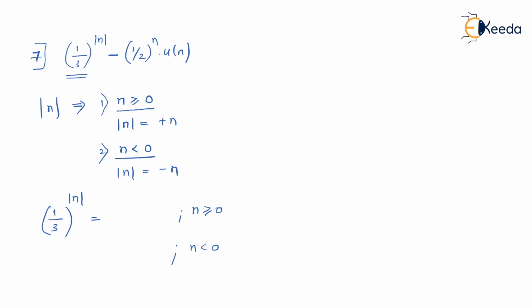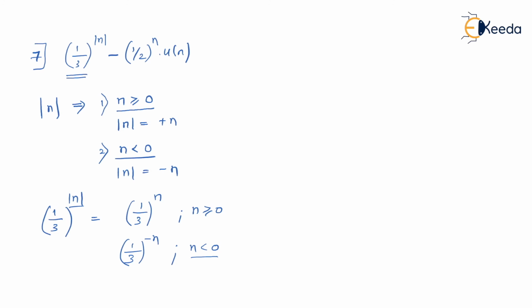So what is the value at n greater than or equal to 0? Then it will be 1 by 3 to the power mod of n, but mod of n should be treated as positive n, then it will be 1 by 3 to the power n. And for n less than 0, it will be 1 by 3 to the power minus n, because mod of n should be replaced with minus n. Then it is 1 by 3 to the power minus n for n less than 0.